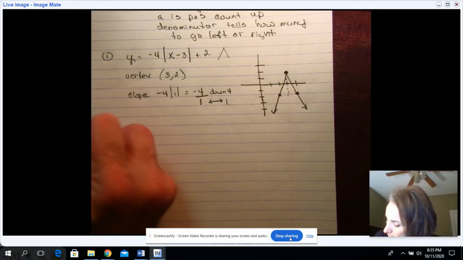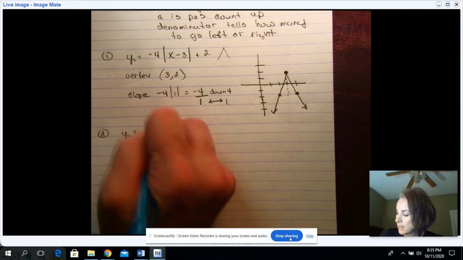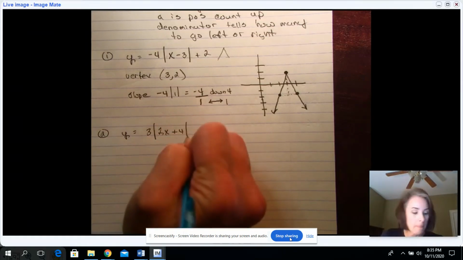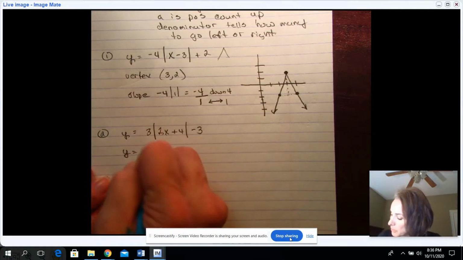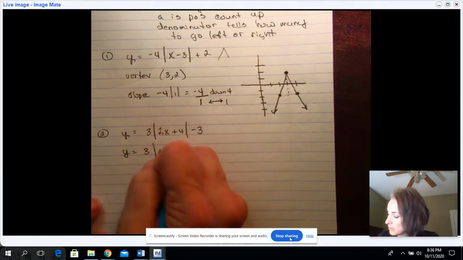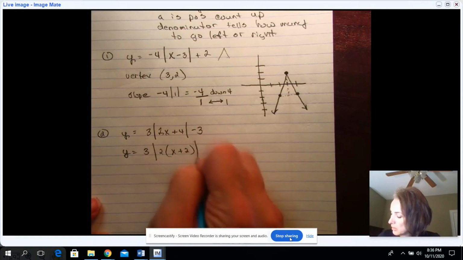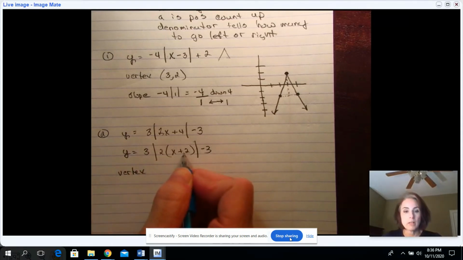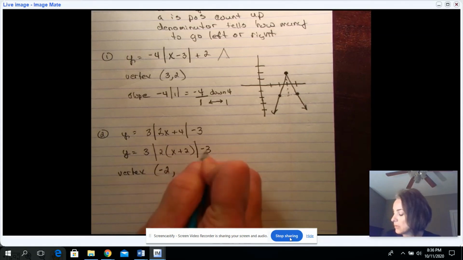The second one, if I have y equals 3 times the absolute value of 2x plus 4 minus 3. So the first thing we have to do is put it in transformation form. So I got to take that 2 out. And now we're left with x plus 2. All right, so what's my vertex? Remember, set that equal to 0 and solve and you'll get a -2. This needs to go to the left too. So your vertex is going to be -2, -3.